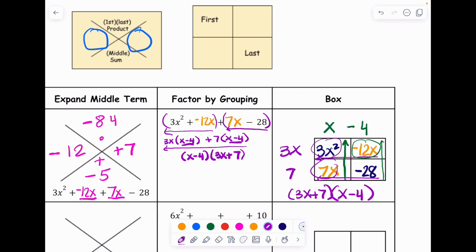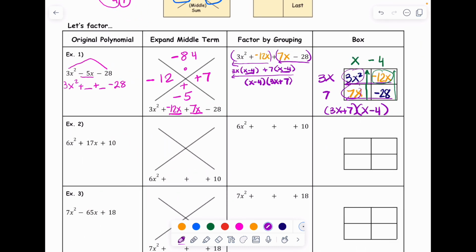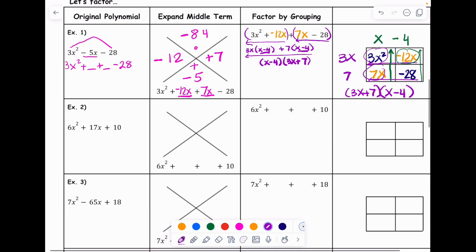So I don't really care which way you do it. I don't need to mandate a different way to do it. You guys can do this any way that you want, but if you're not having success factoring by grouping, you might want to try the box. All right, let's go to the next one.